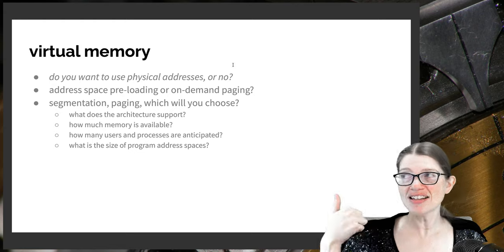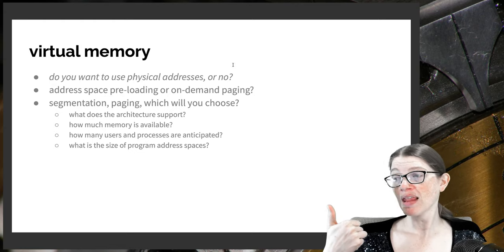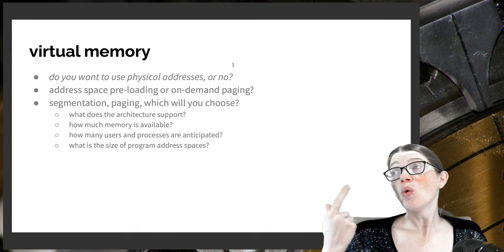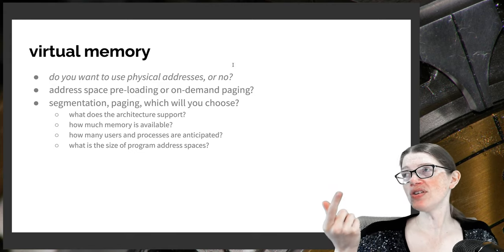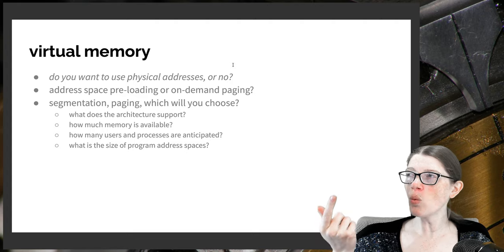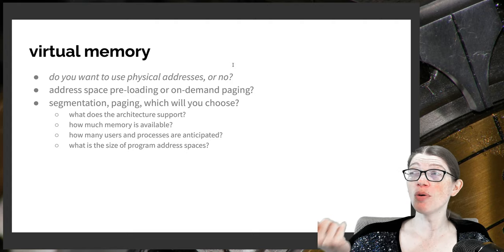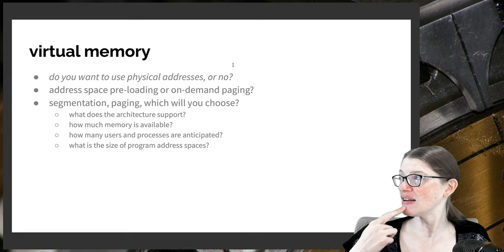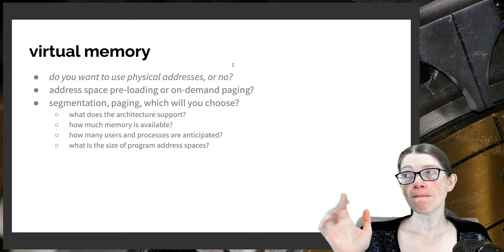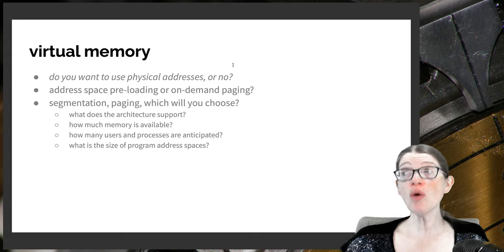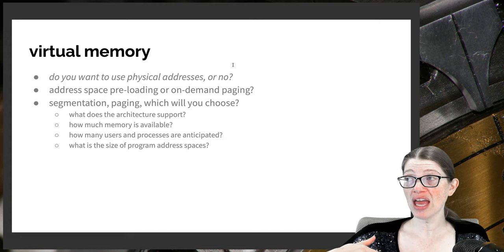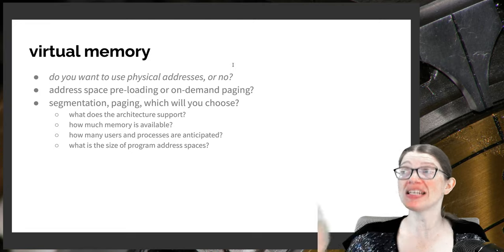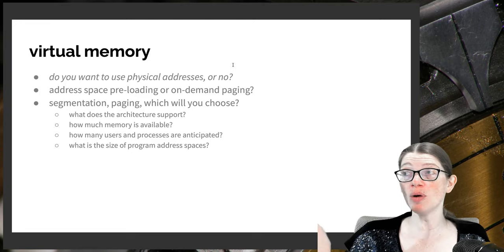Now, we looked at dynamic relocation, which had big fragmentation problems. We looked at segmentation, which was actually used in early Windows up until about Windows 95. So Windows 3.1 was the last of the 16-bit segmented, and I don't remember what Windows 95 used. But we know that segmentation is better than dynamic relocation, but at the same time, it does suffer from fragmentation problems.